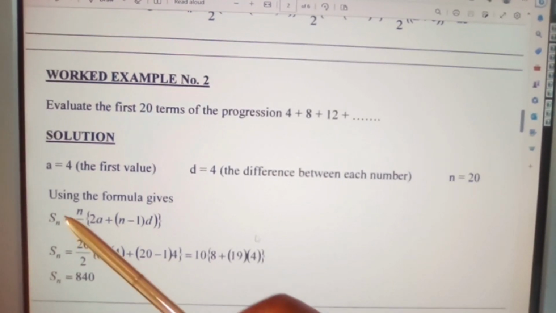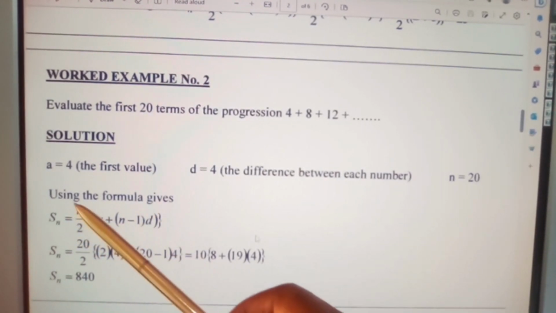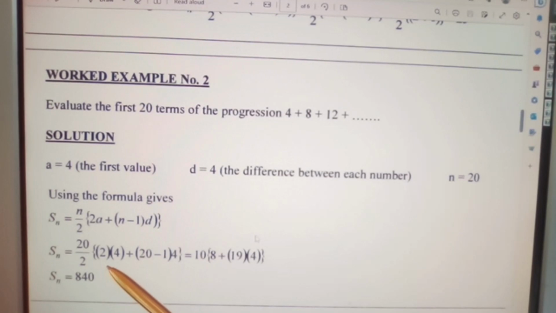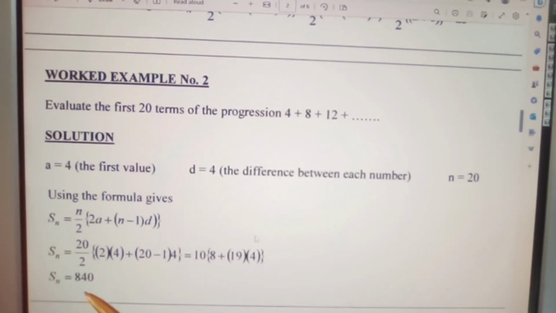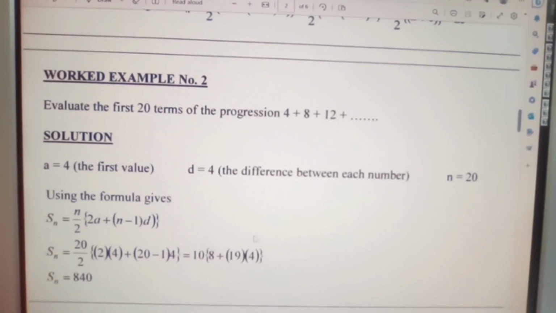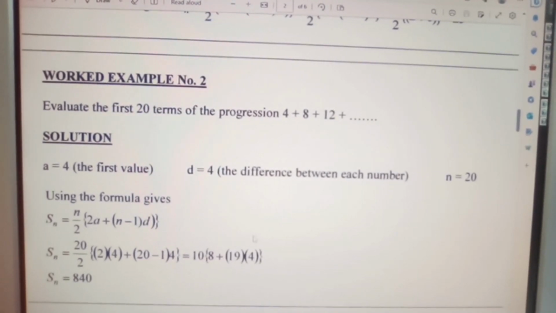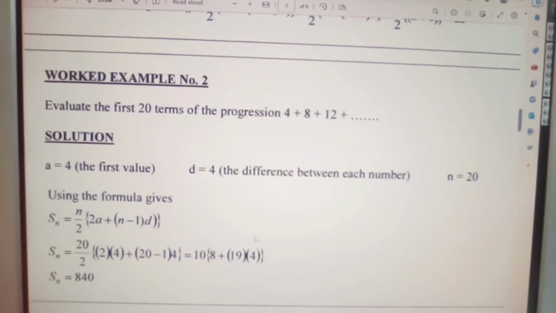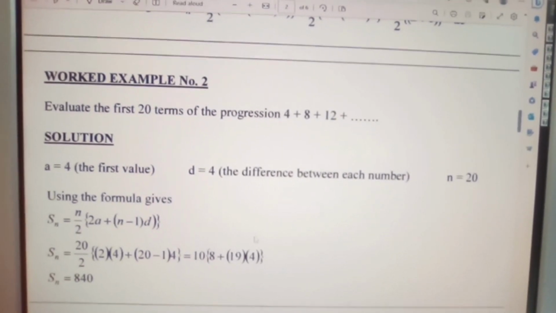Now again, you need to be familiar and again write out your formula. Put it into stages, and this is the answer you should arrive at. If you do not arrive at this answer, there must be something wrong. Okay, so you're doing something wrong, so reevaluate your progression on that.